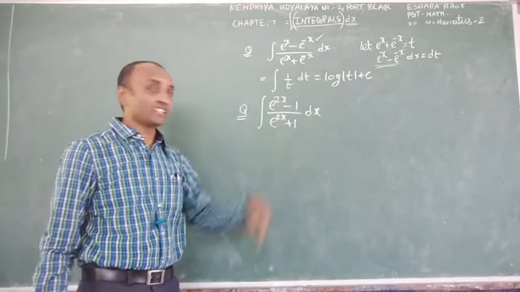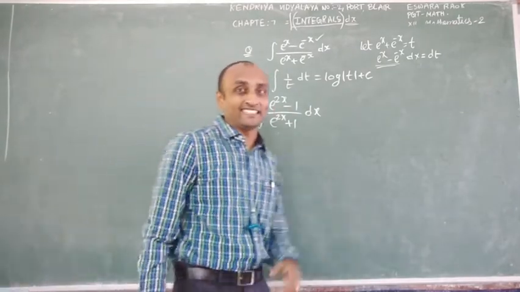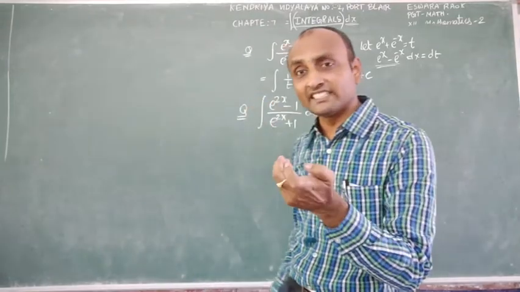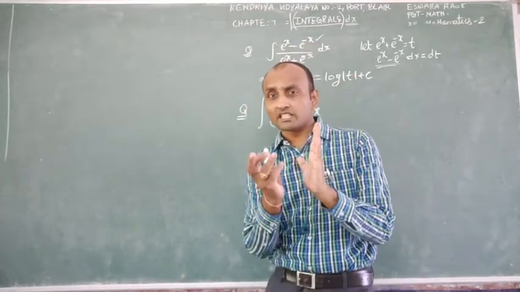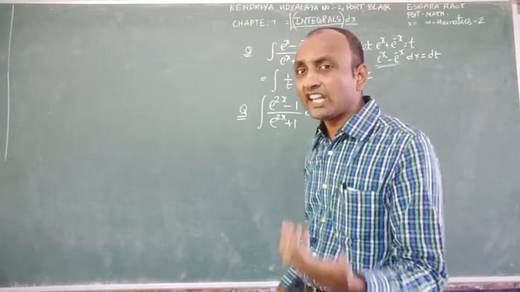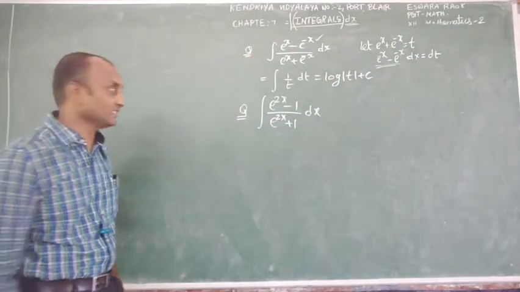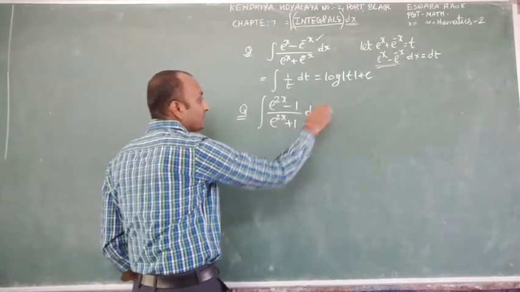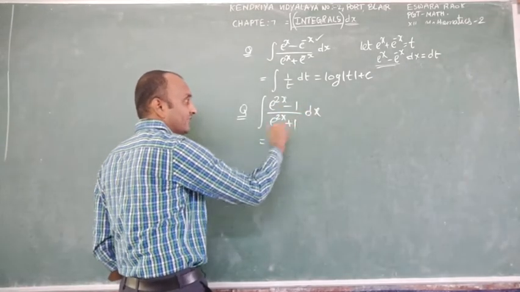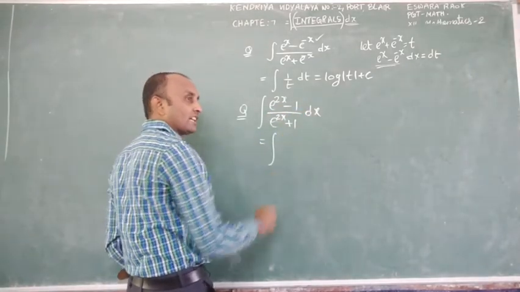E power 2x minus 1 is there. That means this question is related to something where, after some simplification, I can take something as t. Actually, this and this are the same. The reason here: divide everything by e power x. In this expression, every term in the numerator and denominator is divided by e power x.